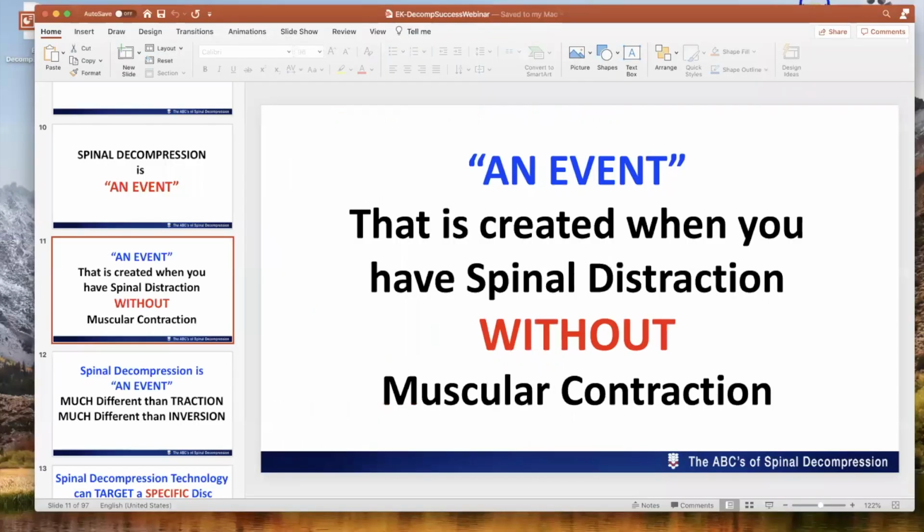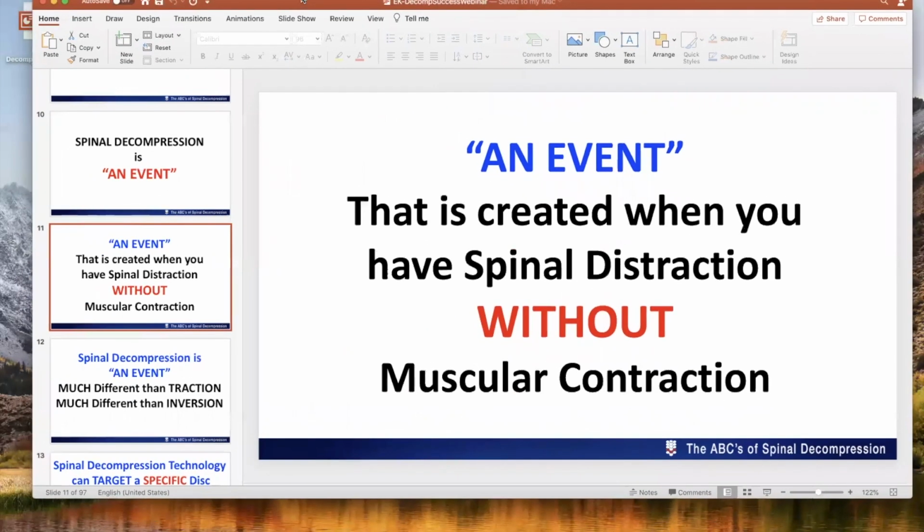Where we have to get to is understanding that when it comes to the disc, it's the inner layers of the disc that go first. Meaning, to get an annular tear, it starts on the inside by intradiscal pressure, and it works its way out.